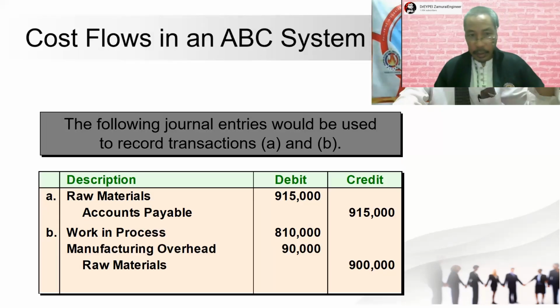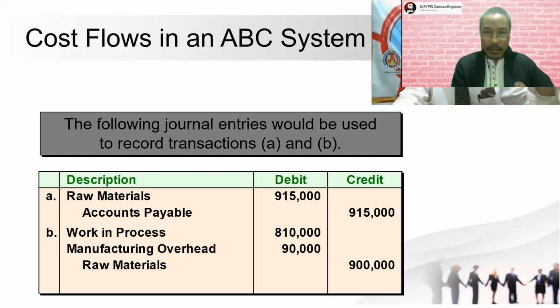Okay. So the following journal entries would be used to record the transactions in this example, A and B. After you have those transactions recorded, we are now going to put them in the journal. Recording transactions from scratch into a journal is actually called journaling. Journal reporting, or journaling.